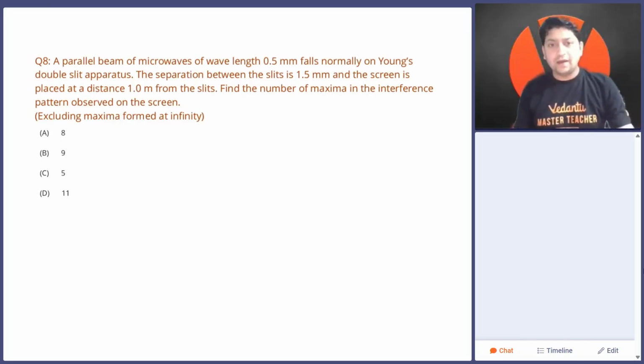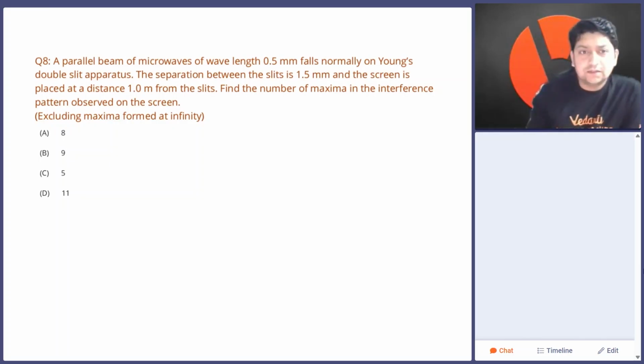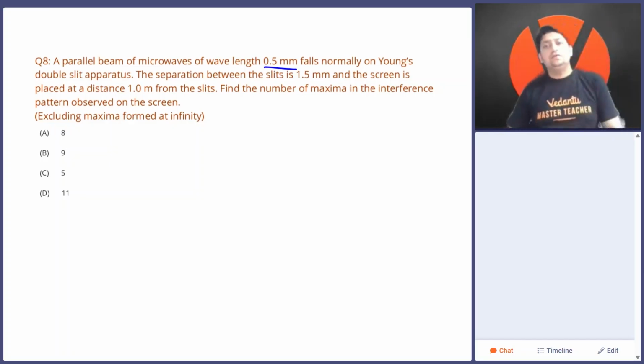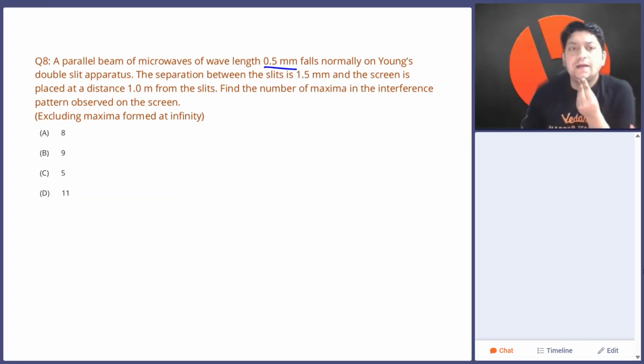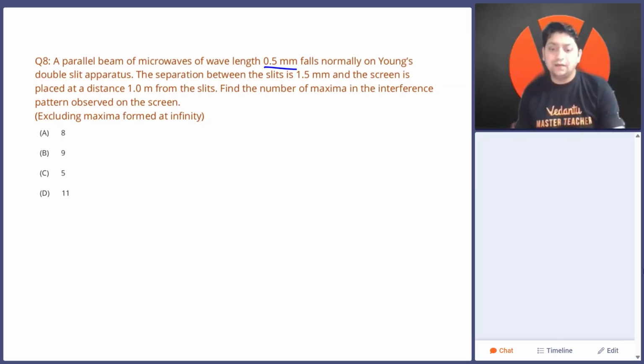A parallel beam of microwaves of wavelength 0.5 mm falls normally on Young's double slit apparatus. The separation between the slits is 1.5 mm, so small d is given. The screen is placed at a distance of 1 mm, capital D is also given. Find the number of maxima in the interference pattern observed on the screen.